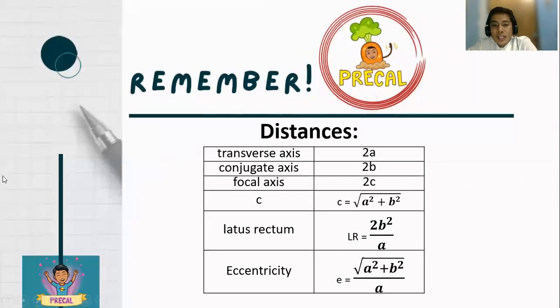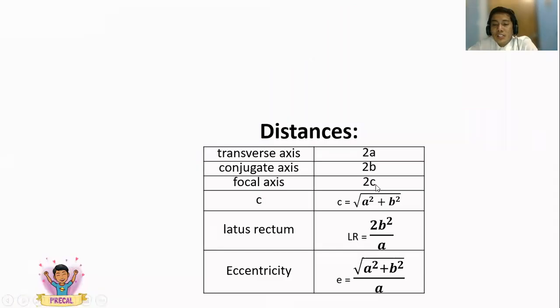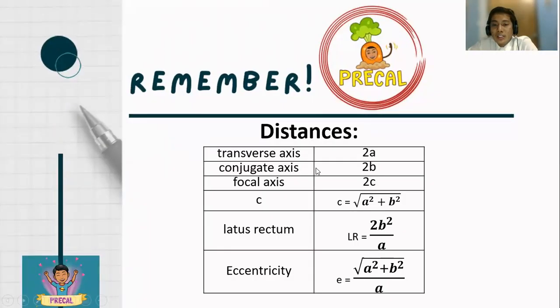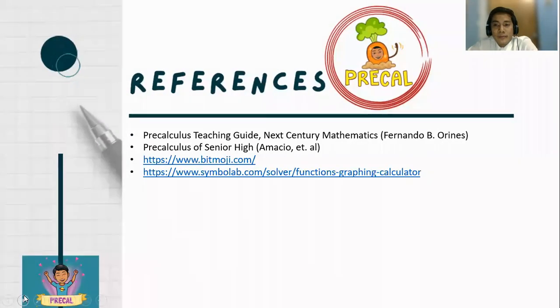For the distances, the transverse axis is 2a, the conjugate axis is 2b, the focal axis is 2c. The a distance is the semi-transverse, the b distance is the semi-conjugate, and the c distance is the distance from the center to one of the foci. So here are the references used in this presentation.